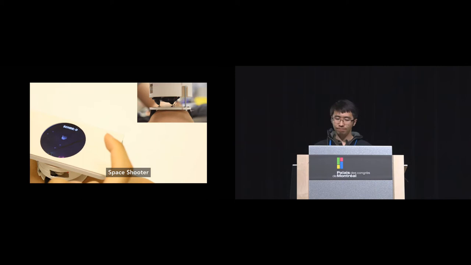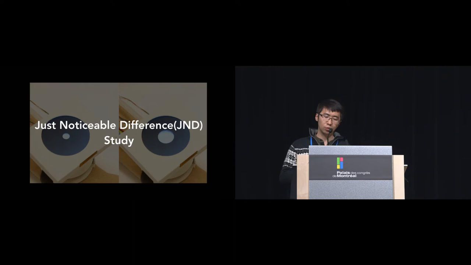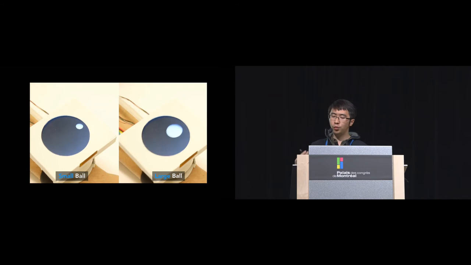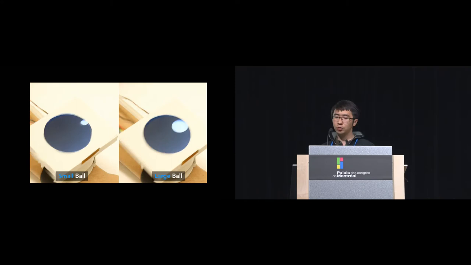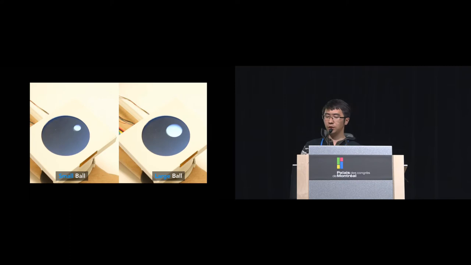Besides these demo applications, the main contribution of this work is the just noticeable difference study we conducted to know the minimum change in the force magnitude that can be detected by the users. For example, if we have two balls in different ways hitting the edge, we need to generate lateral force in two different levels, which is detectable by the user. So we conducted a just noticeable difference study to measure the discrimination thresholds.